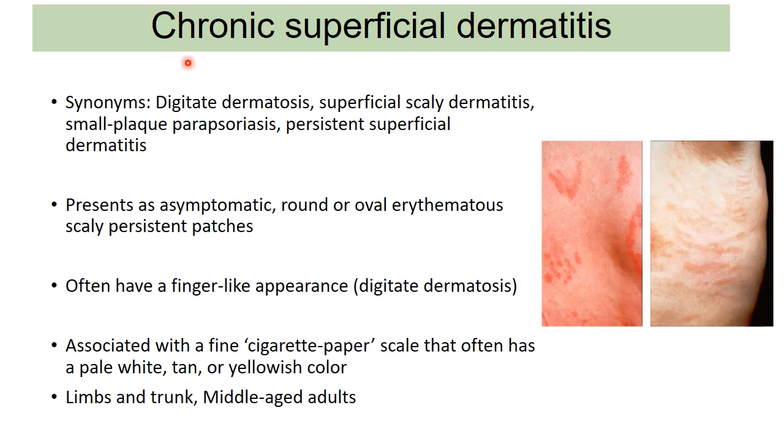The next entity is chronic superficial dermatitis. It is also known as digitate dermatosis, superficial scaly dermatitis, small plaque parapsoriasis, persistent superficial dermatitis. It presents as asymptomatic round to oval erythematous scaly patches. Often they have a finger-like appearance known as digitate dermatosis, and are associated with a fine cigarette paper scale which is pale white in color. It usually affects limbs and trunk and is seen in middle-aged adults.